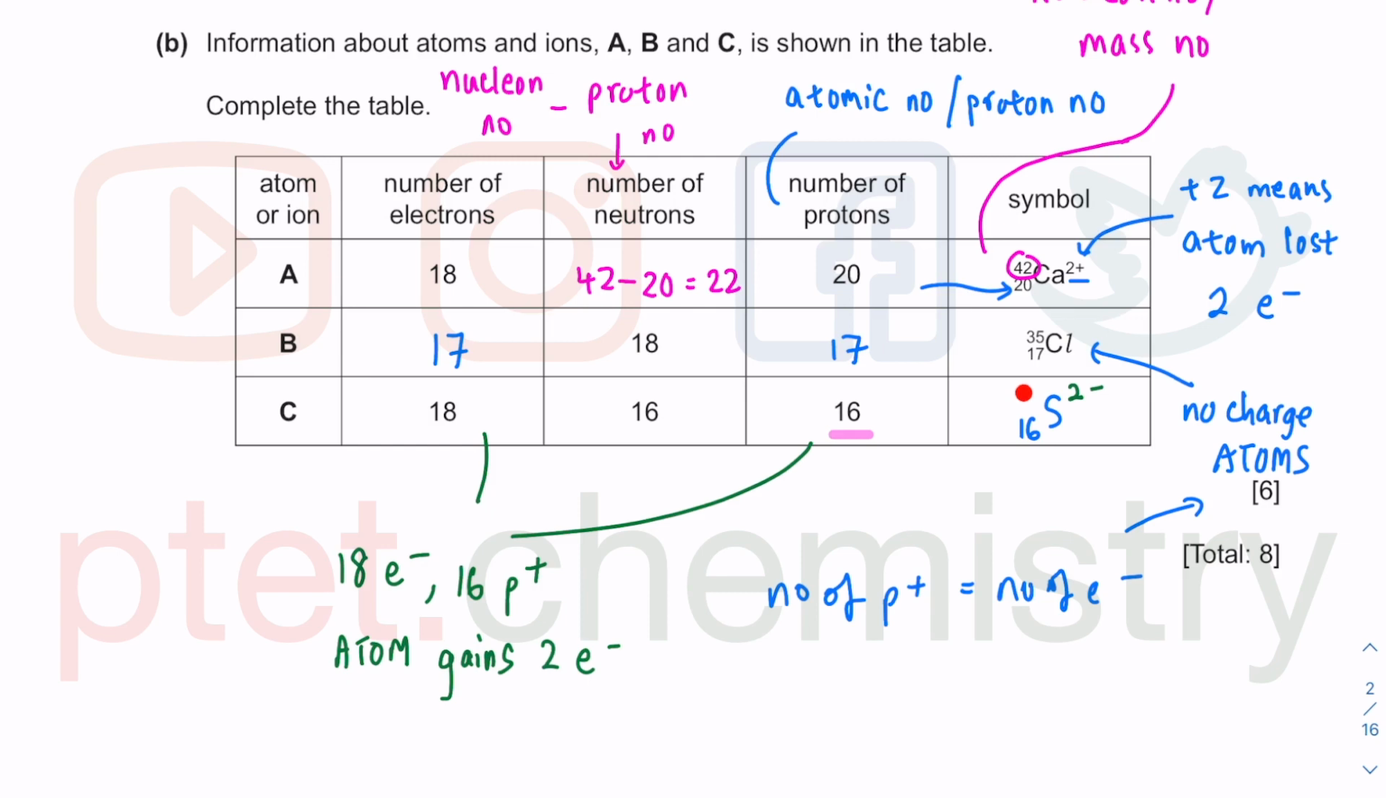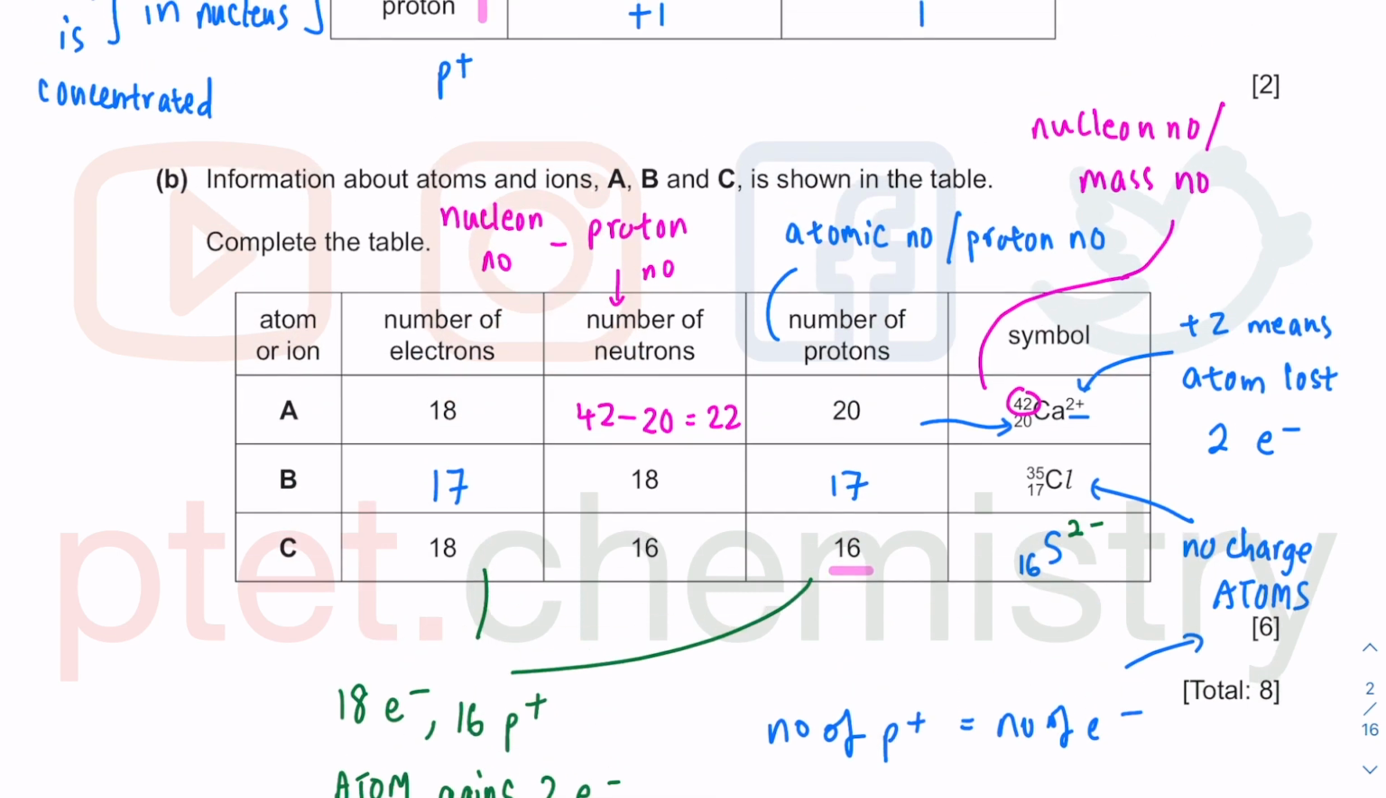And the number on the top left will be the nucleon or the mass number, which is basically the total number of protons plus the total number of neutrons. So protons 16 plus 16 neutrons gives you 32. So there must be 32 on the top left there, and 16 as the proton number. The element is sulfur based on 16 protons in the nucleus, 2 minus because you have 2 extra electrons compared to the protons, giving you a 2 minus charge.